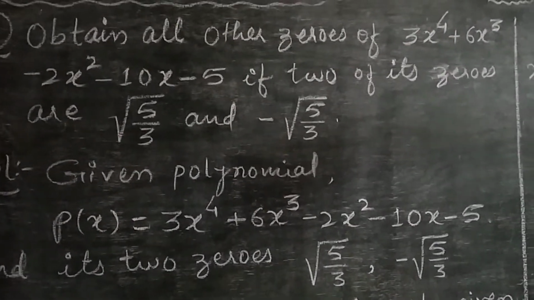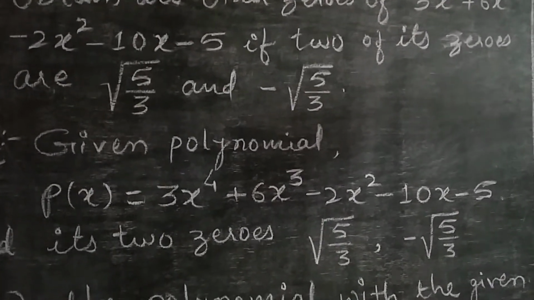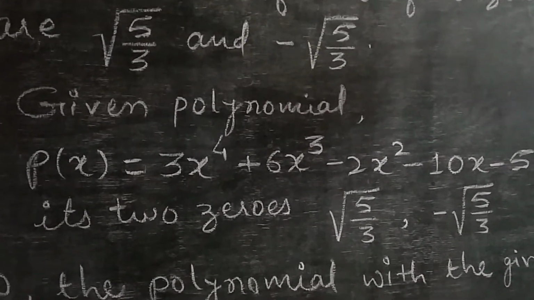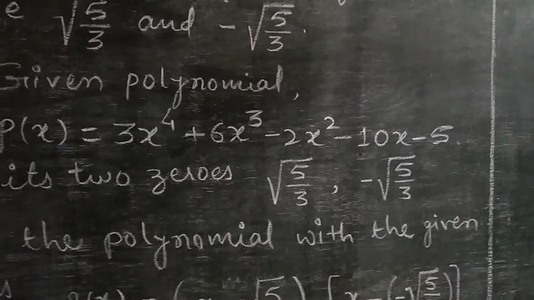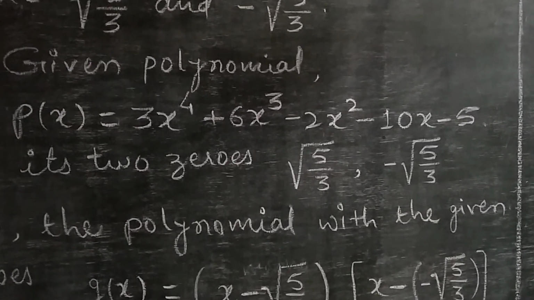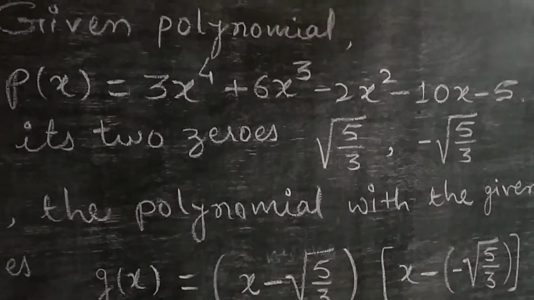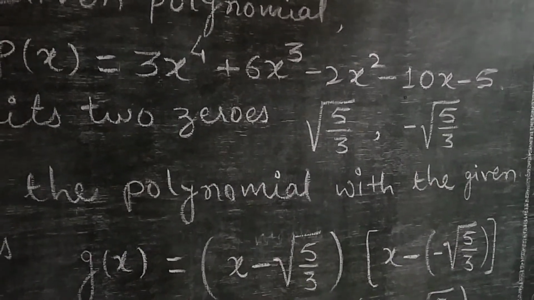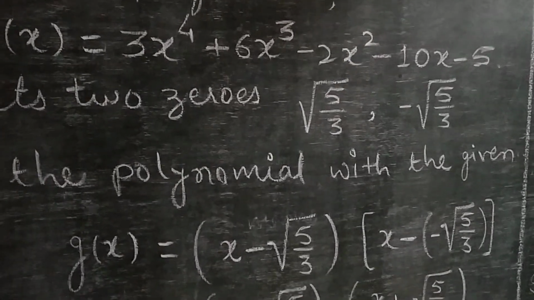So the given polynomial is a 4th degree polynomial, that is a biquadratic polynomial. First we will write the polynomial p of x equal to 3x to the power 4 plus 6x cube minus 2x square minus 10x minus 5. And its two zeros are root 5 upon 3 and minus root 5 upon 3. Okay, so in order to find the other zeros, what will we do? First we will form a polynomial with the given zeros, which will be treated as the divisor.